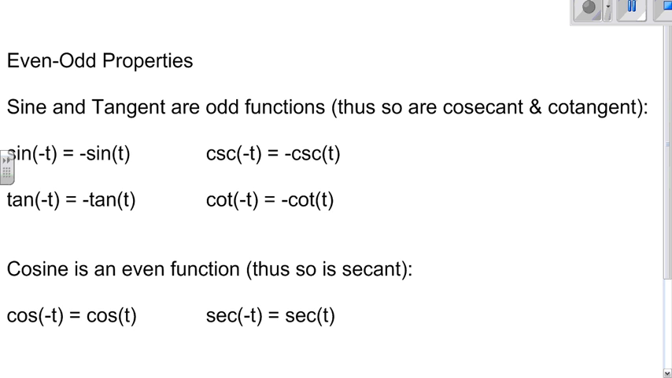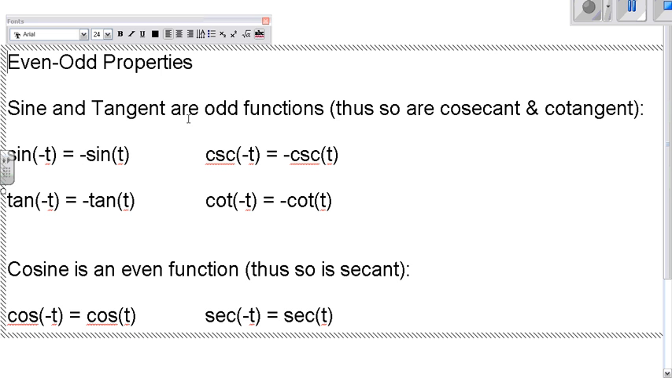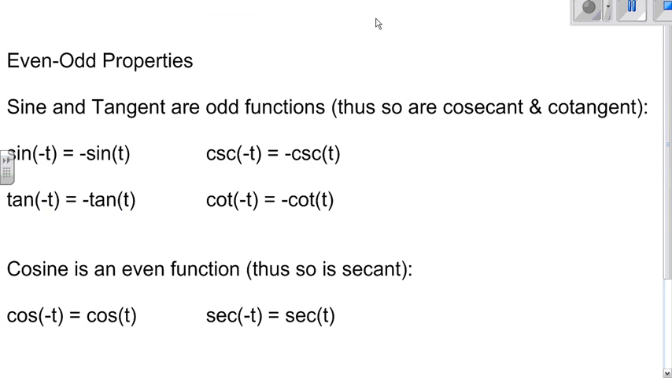We can also talk about which functions are even and odd. Sine and tangent are odd functions, therefore so are cosecant and cotangent since they go right with them. What that means is for a negative angle, the negative can just be pulled out to the front. And cosine is an even function, so a negative angle doesn't really do anything. A negative input doesn't change it. You can just treat it as if it were positive and it doesn't even matter. So that's for cosine and secant.